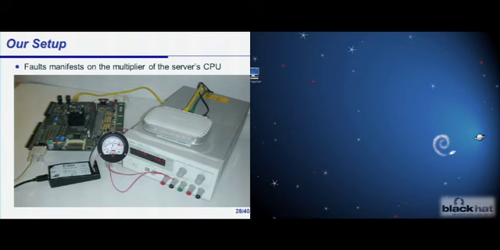Okay, so I'll continue here. So the way we did this, we basically took the nominal voltage 1.5 and lowered that voltage, not too much, because we want to get some errors, but not too many faults, and collected a number of faulty signatures. Now, we did it with voltage, but that's not the only way you can do this.